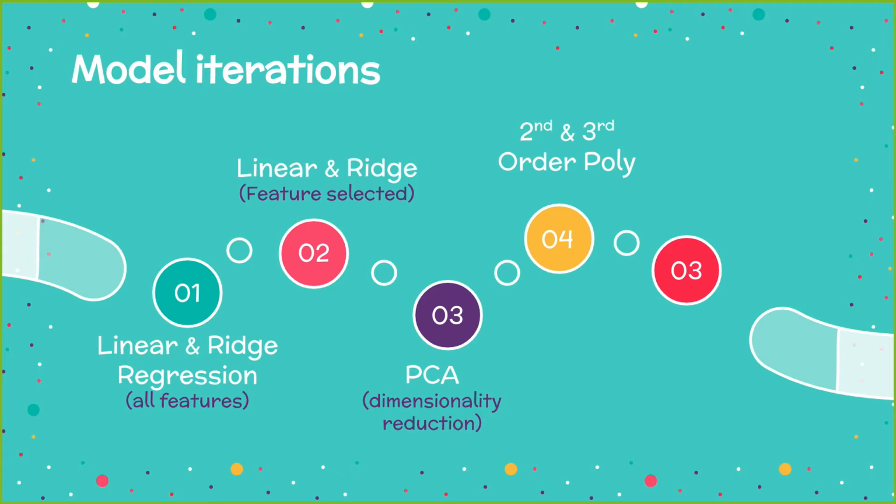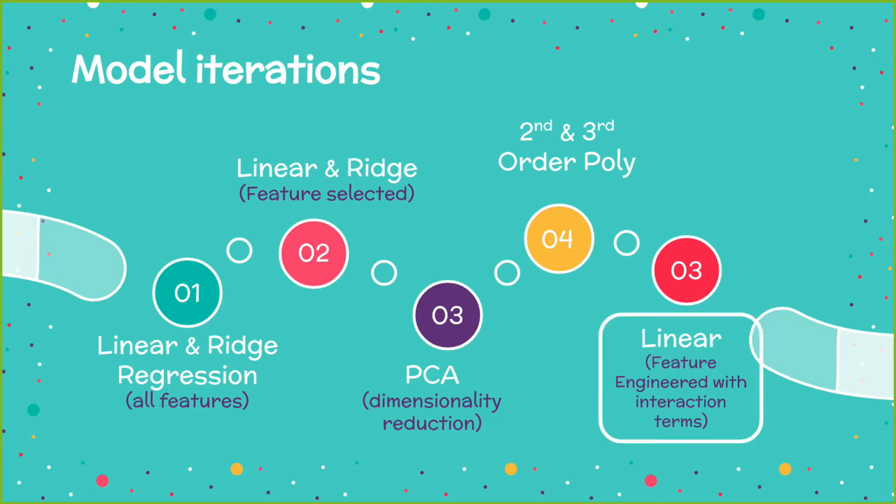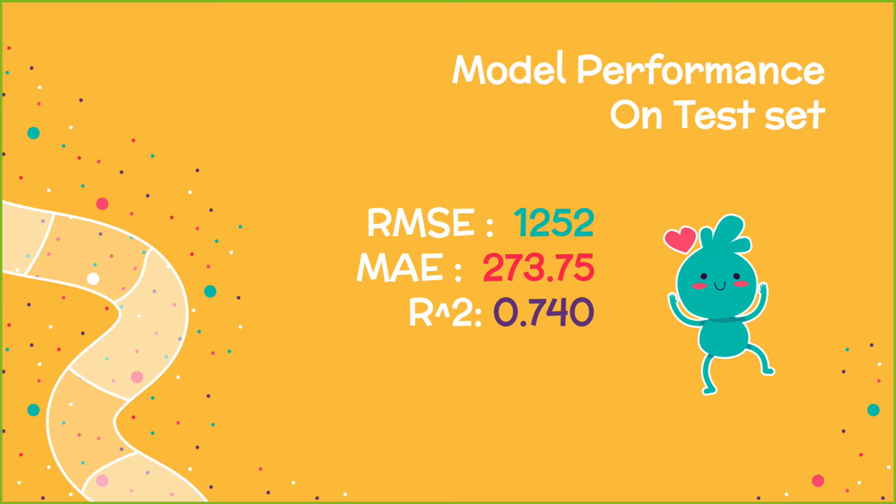But I wanted to focus on accuracy. So I did a second and third order polynomial, which ended up overfitting my data. So I used a lasso again to filter through and find the most essential interaction terms and included that in my final model for linear regression. So this is the performance of my final model. I scored on my test set, and I had an RMSE of 1,200, an MAE of 273, and, wait for it, an R squared of 0.74, which is incredible.